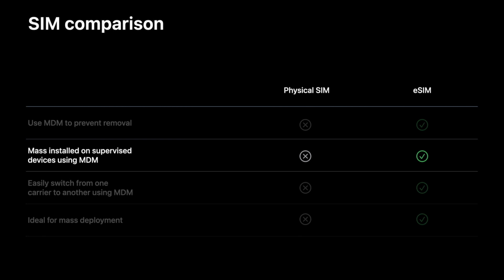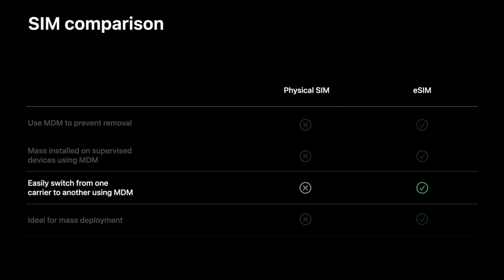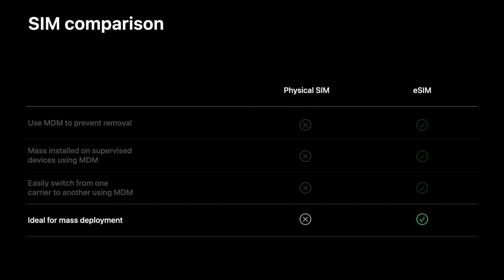Another advantage of eSIM technology is that you can use MDM to try out or change carriers in your environment without having to get new SIM cards or physical access to each device. Because of these benefits, eSIMs are ideal for deploying large numbers of cellular-enabled devices.